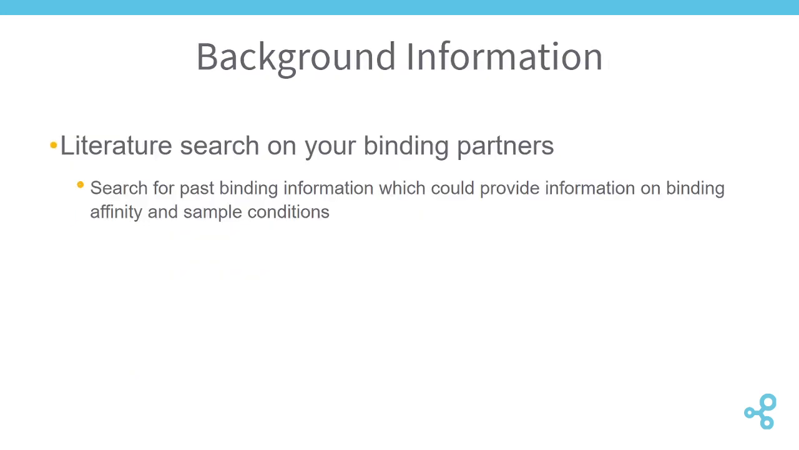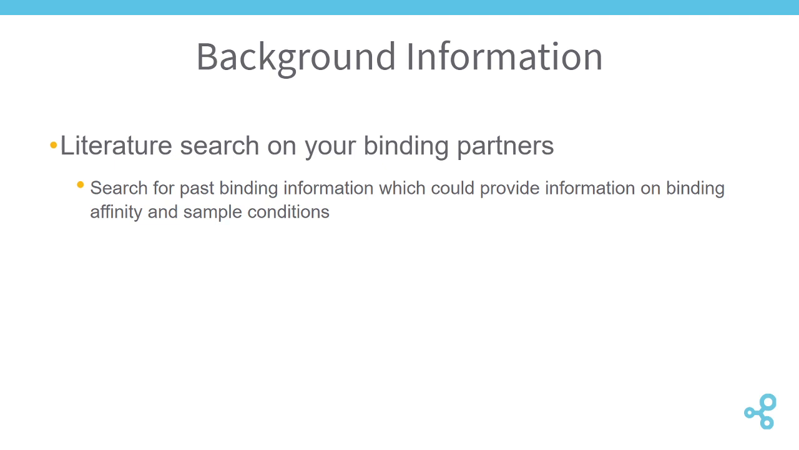Before we even get into the lab, before we even start preparing our samples, we can actually do a lot of background research so that we're prepared for what we're going to be undertaking. These will include doing a literature search on the binding partners. These could be a couple of binding partners that you've worked with in the past in your lab, or if you're trying a new experiment, then this is a good place to start.